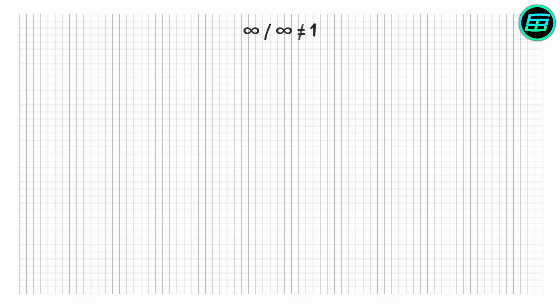Let's look at why infinity over infinity isn't equal to 1. The main problem is we don't know if these infinities are the same. For example, we might say that 9 times 9 times 9 without end is the same as infinity. We can just as easily say that 1 plus 1 plus 1 without end is also infinity.